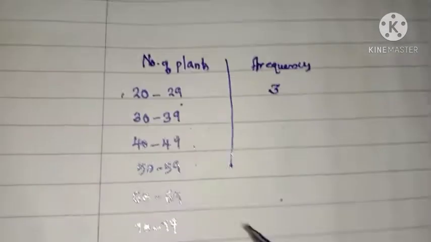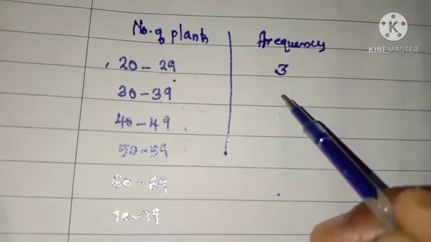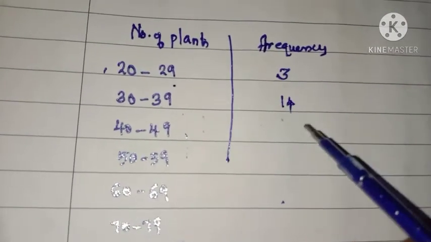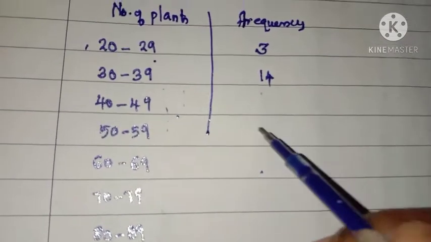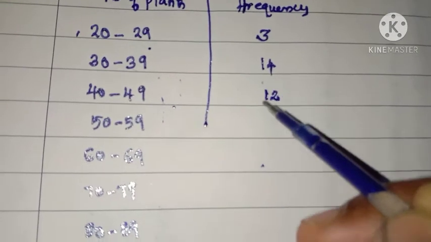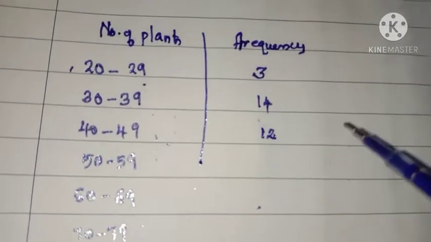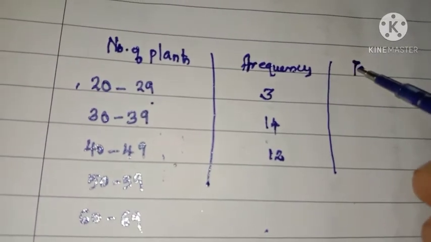Similarly, we can see that in the data 30 to 39, 14 plants survived. And in 40 to 49, just go through the data, you can see 12 plants survived. Now we can represent this frequency as tally marks also.